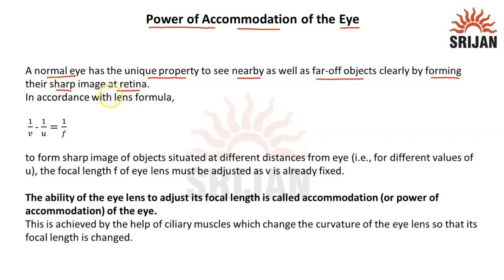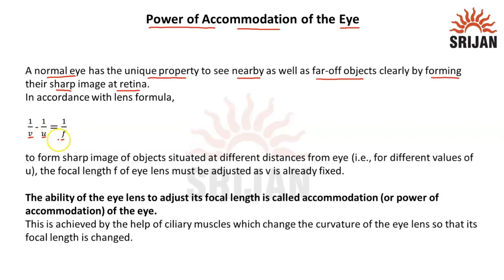In accordance with the lens formula, which is given by 1/v minus 1/u is equal to 1/f. Now, what is v here? v is the distance of the image from the lens, u is the distance of the object from the lens, and f is the focal length of the lens.